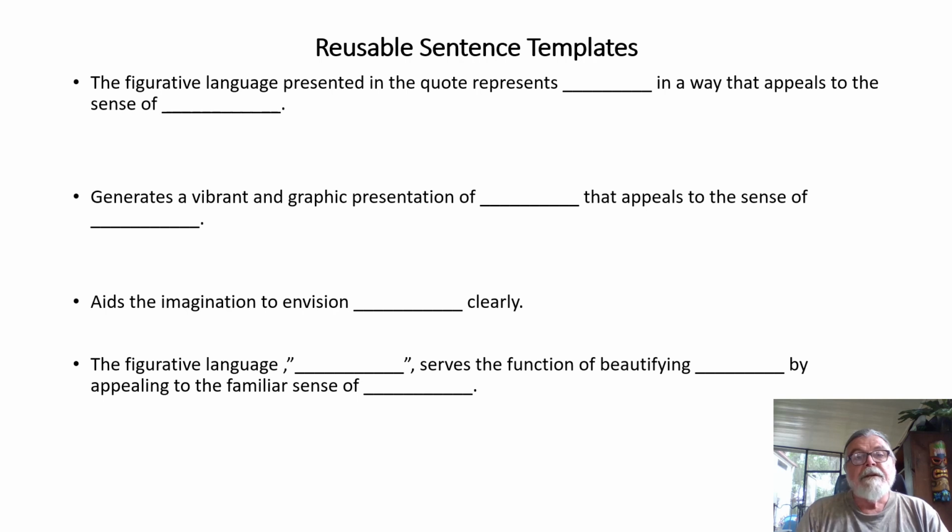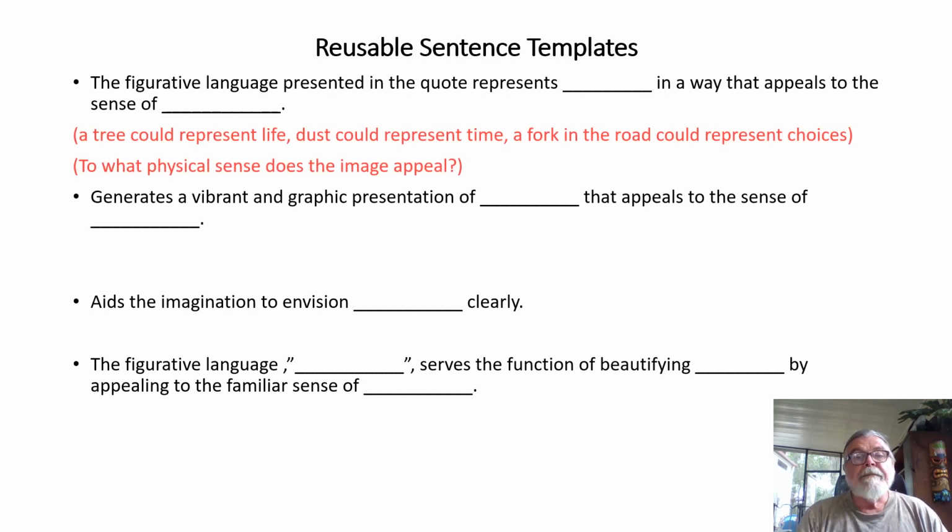No matter what the piece is, as long as it's dealing with imagery, these are the words and ideas I want to use. First, the figurative language presented in the quote represents blank in a way that appeals to the sense of blank. Now, a tree could represent life, dust represent time, a fork in the road could represent choices. And what physical sense does this image appeal to? Because what the author's trying to do is to take his theme that he's presenting, which is unfamiliar, and associate it with the reader in something that they are familiar with. And this is done through imagery.